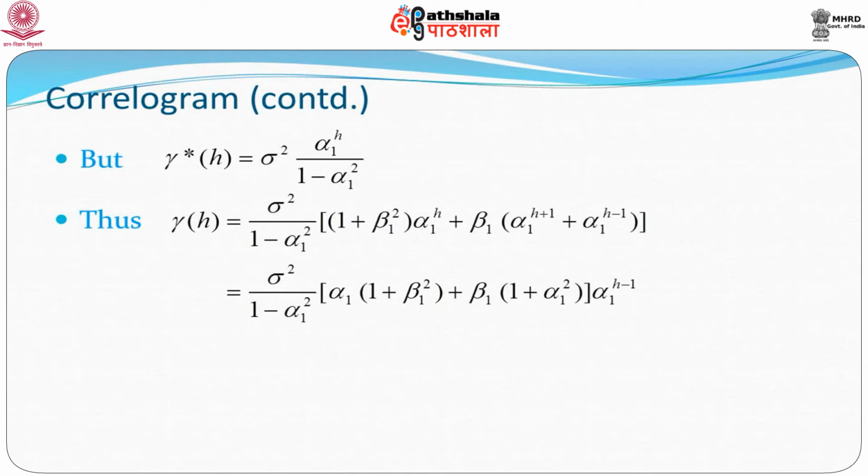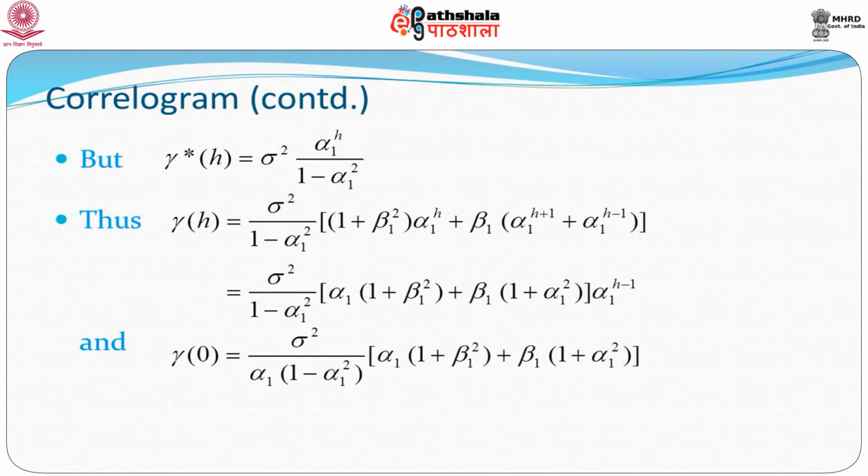As a special case, let us take h equal to 0, and then we will end up with gamma naught, which is basically the variance of x t. If we take h equal to 0 in the previous equation, remembering that h and minus h have the same impact on gamma, we get 1 plus beta 1 square plus twice beta 1 alpha 1 into sigma square by 1 minus alpha 1 square as the variance. And hence, the autocorrelation comes out to be a term like this.